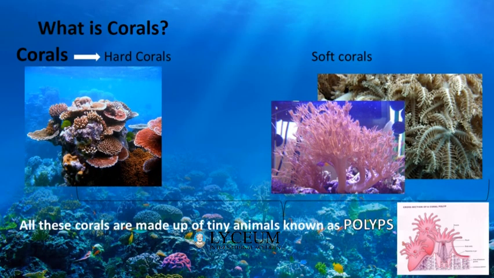Next subtopic, what are corals? There are two main groups of corals. Hard corals, which have a hard outer skeleton made out of calcium carbonate. Soft corals, which have a small amount of calcium carbonate within them. Those are just like seaweeds or plants. And the other important thing is, all these corals are made up of tiny animals known as polyps. In this picture, you can see a cross-section of a coral polyp.